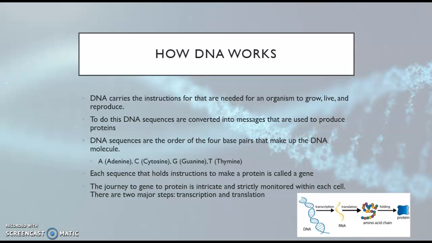The journey from gene to protein is intricate and strictly monitored within each cell. There are 2 major steps, which I have shown below in a picture, called transcription and translation. So DNA goes through transcription to become RNA, which is then translated to form amino acid chains, and then the chains are folded to create a protein.